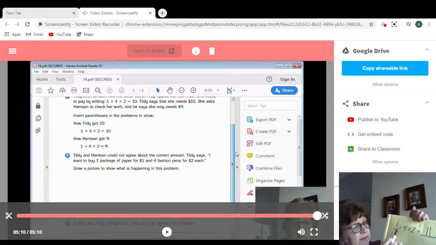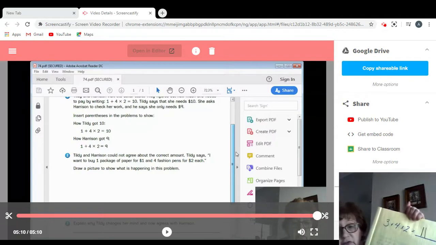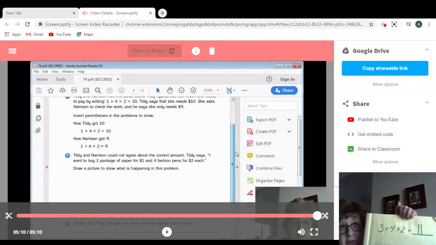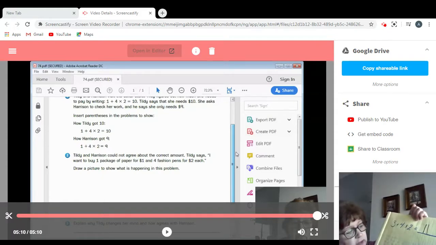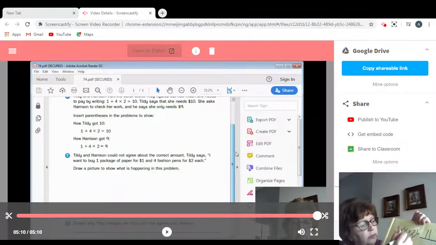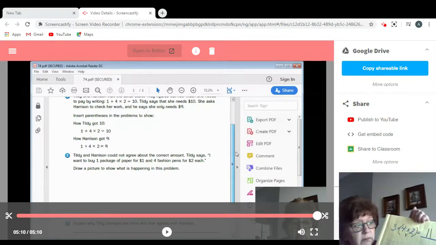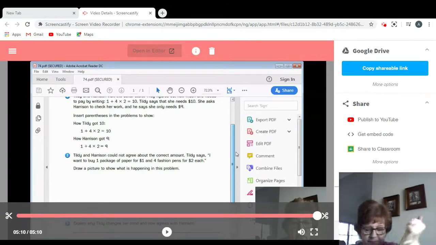All right, so as you're looking at this, you see both of those operations in the problem. Okay. And we've learned now with our rules of order that we're going to do that multiplication first. So I would have done 4 times 2, which is 8. 3 plus 8 equals 11. All right. So did we solve everything in the problem? Yes. We did both the addition and the multiplication.